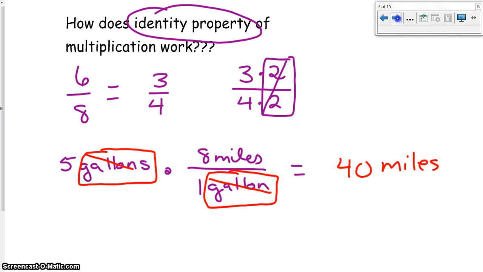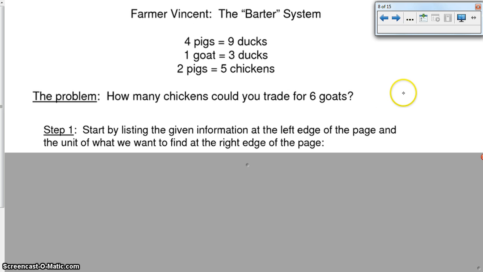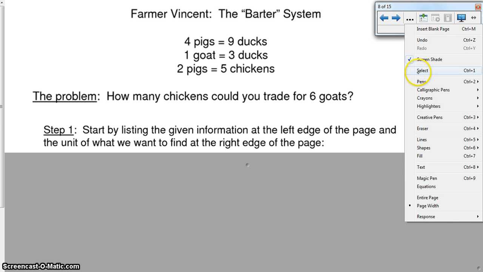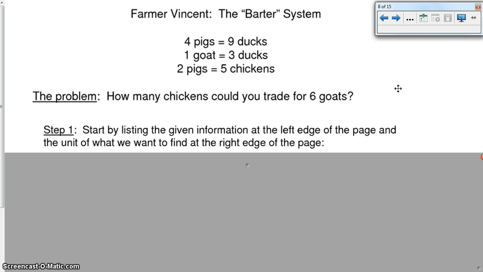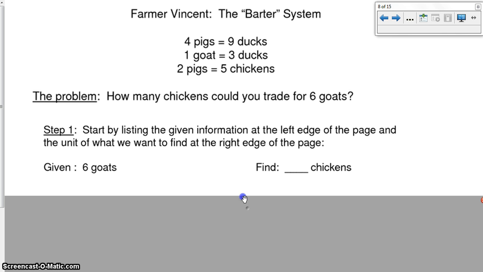So let's go back to Farmer Vincent. Okay? Step 1, if you're figuring this out, start by listing the given information at the left edge of the page and the unit of what we want to find at the right edge of the page. Okay? This is kind of like read for understanding. So you're given 6 goats and you want to find how many chickens.